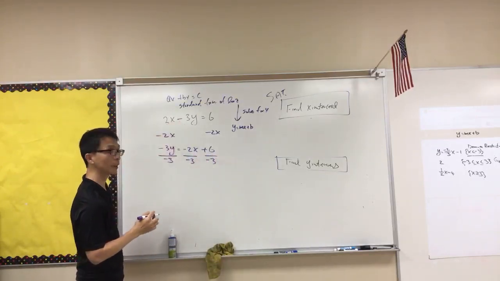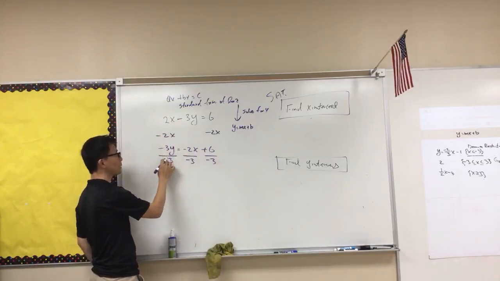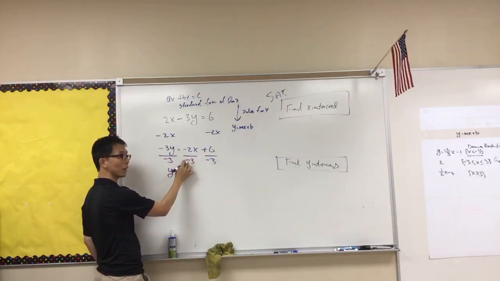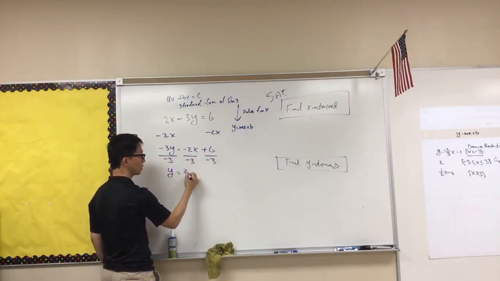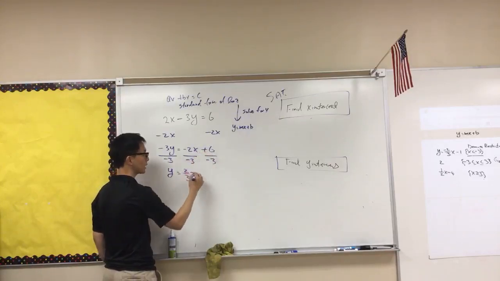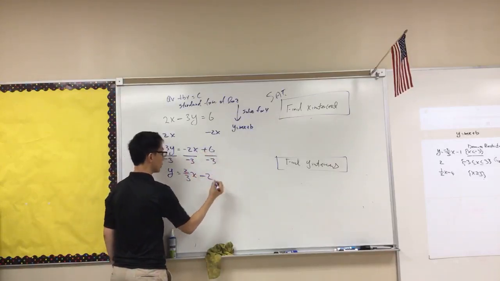Okay, so now this one, negative over negative 3, that's going to cancel. That's going to be y. Negative over negative is what? Positive. That's the part that a lot of people mess up. This one, plus 6 over negative 3, is going to be what? Negative 2. And that's it.